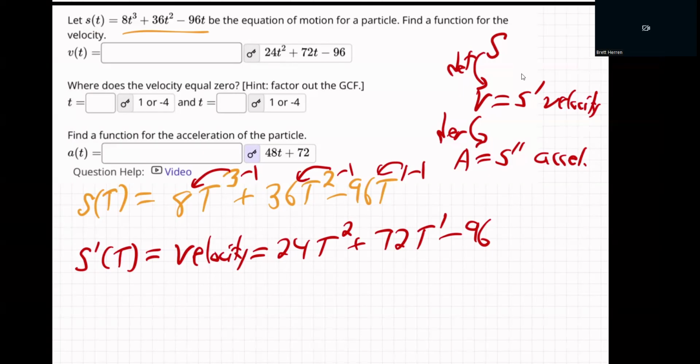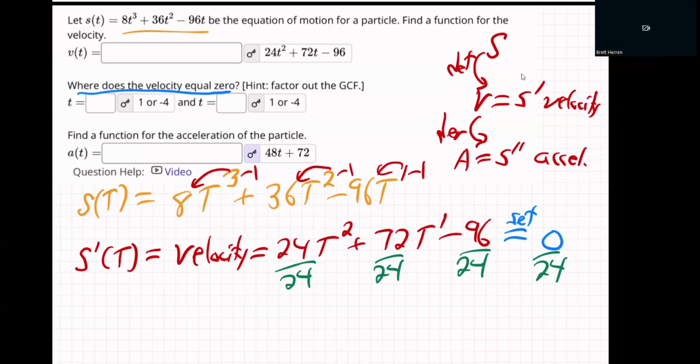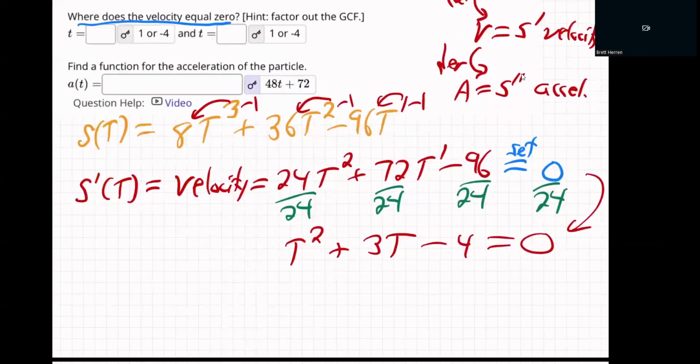And then they ask us, where does the velocity equal 0? So now you're going to set it equal to 0 and solve this equation for what t values make it 0. How do you solve that equation? Well, there's something nice here. You can divide through by 24, because all those numbers are divisible by it, and you do the other side too, but it doesn't do anything. So this will be just t squared plus 3t minus 4. And 0 over anything is just 0.